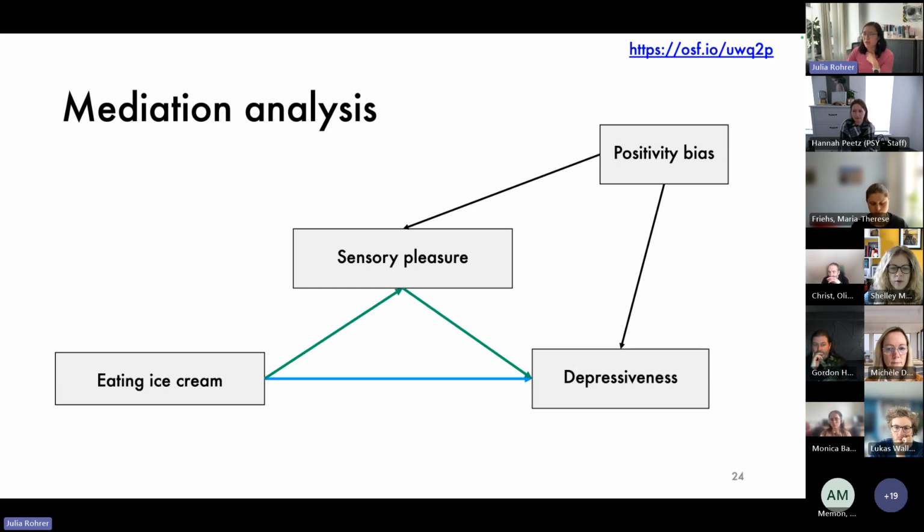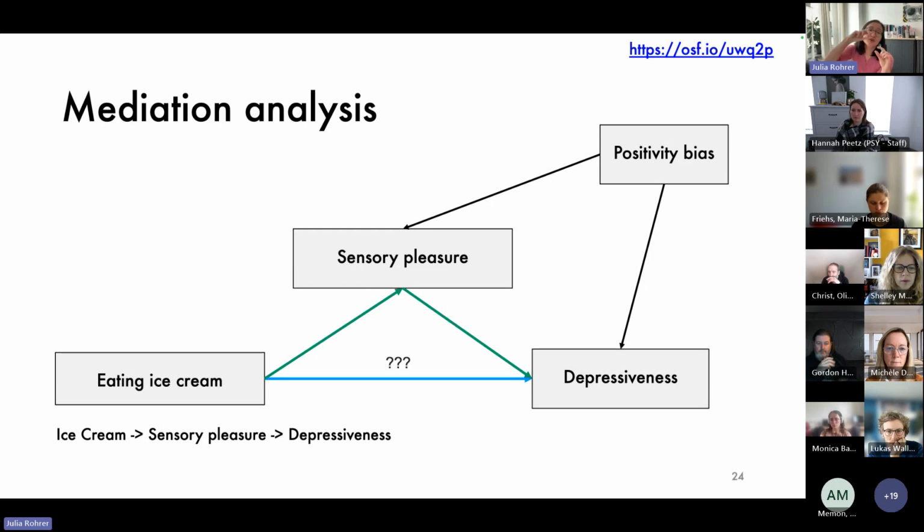But one thing one might wonder at that point is, well, maybe we can at least get the direct effect, right? Maybe we can at least get the effect of eating ice cream on depressiveness, holding constant sensory pleasure. So that's the idea, that maybe we can get the direct effect here. But now we need to reason about whether we can actually get that. And for that, we actually need to spell out all the paths we can travel here.